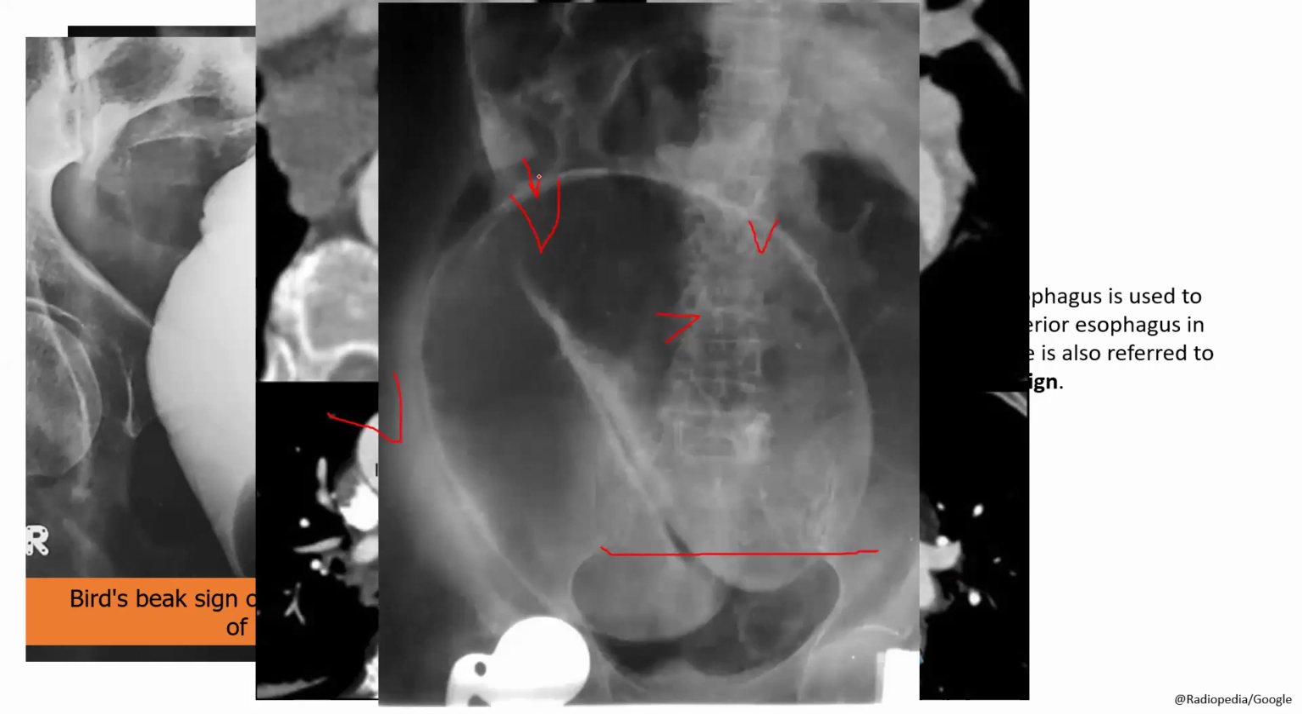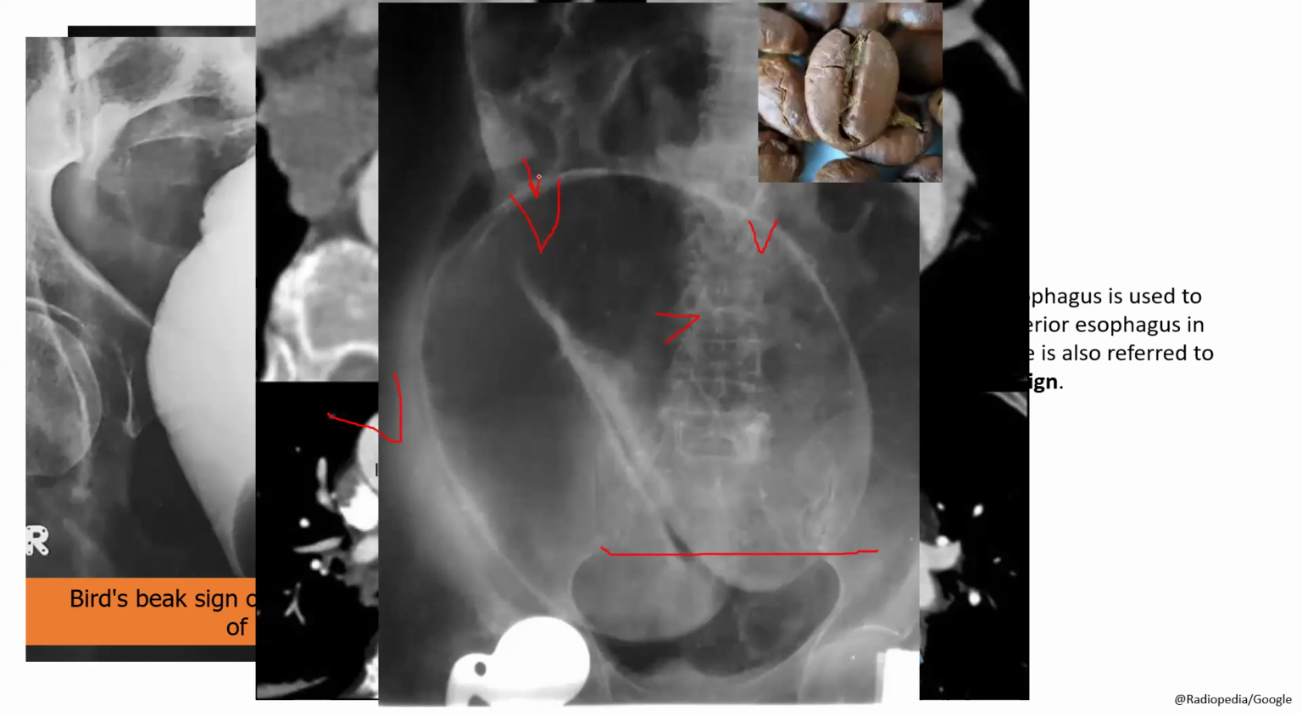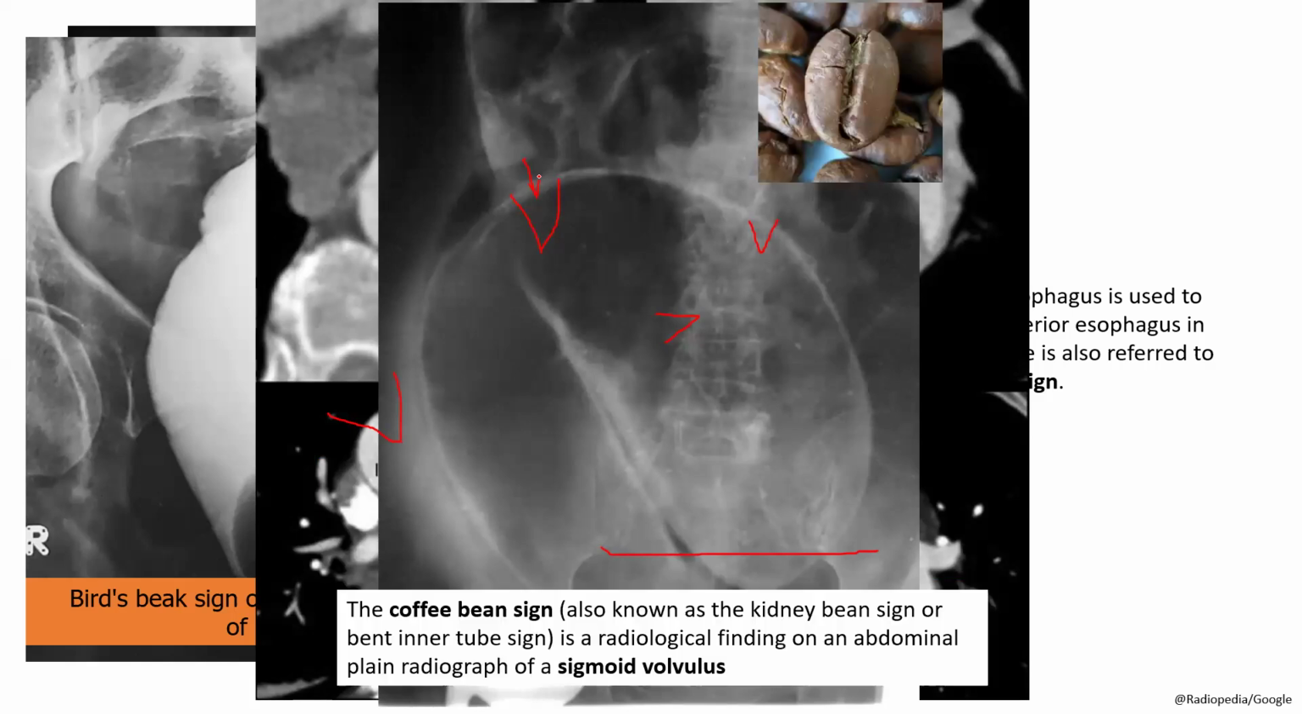When we're talking about sigmoid volvulus, you must know about another sign that is seen in sigmoid volvulus, that is coffee bean sign. It is also known as kidney bean sign or bent inner tube sign.